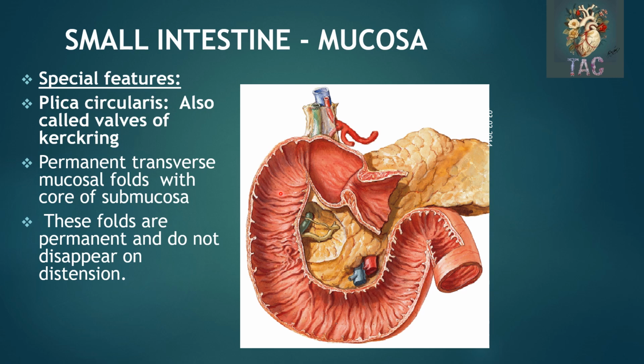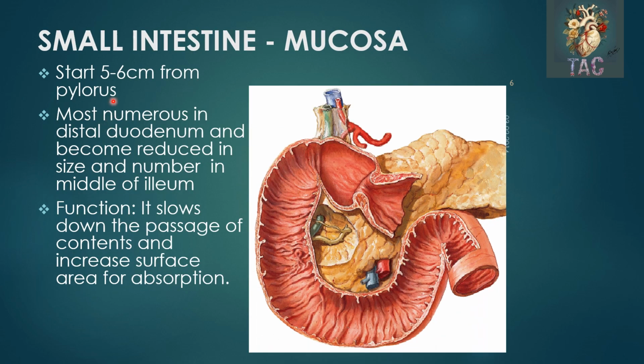One of these features is the plica circularis, also called the valves of Kerckring. These are permanent transverse mucosal folds with a core of the submucosa. You can see these transverse mucosal folds with the core of the submucosa. These folds are permanent and do not disappear on distension. They cover nearly half to 2/3 of the circumference of the lumen. This is also important. You can see many of them ending over here.